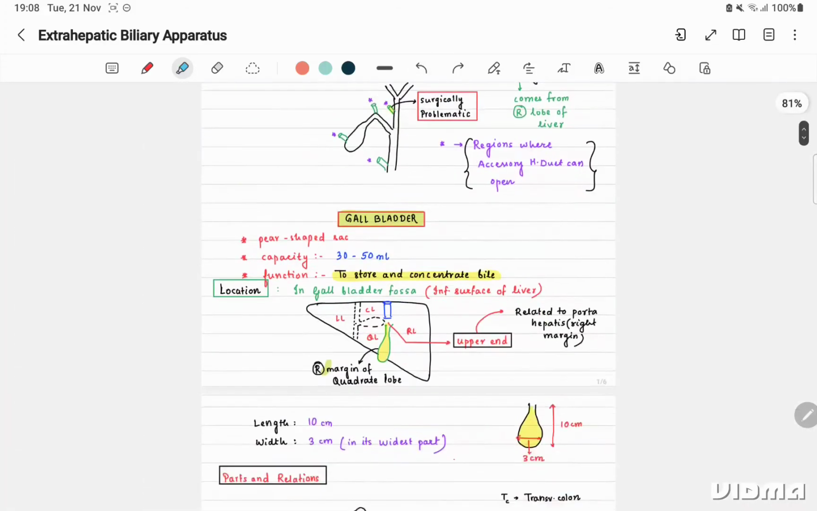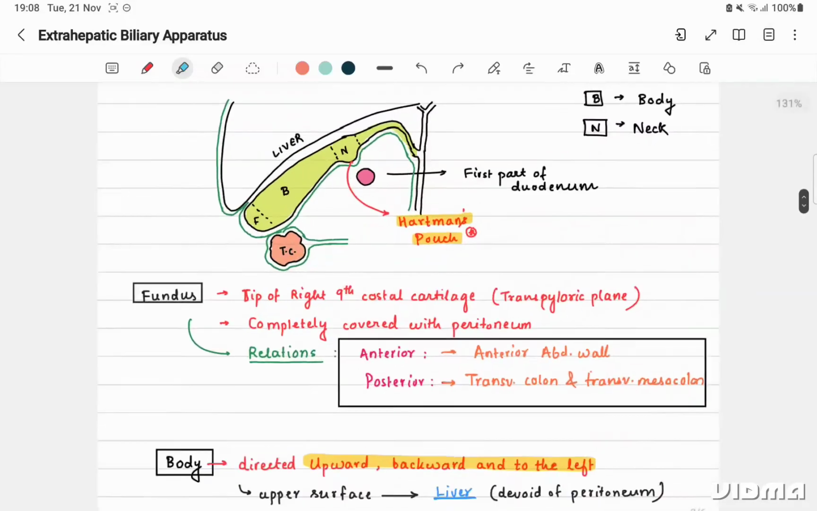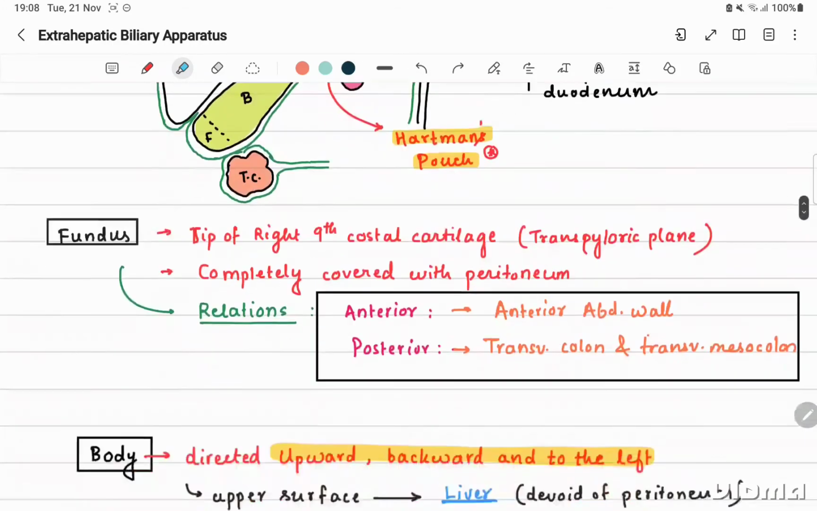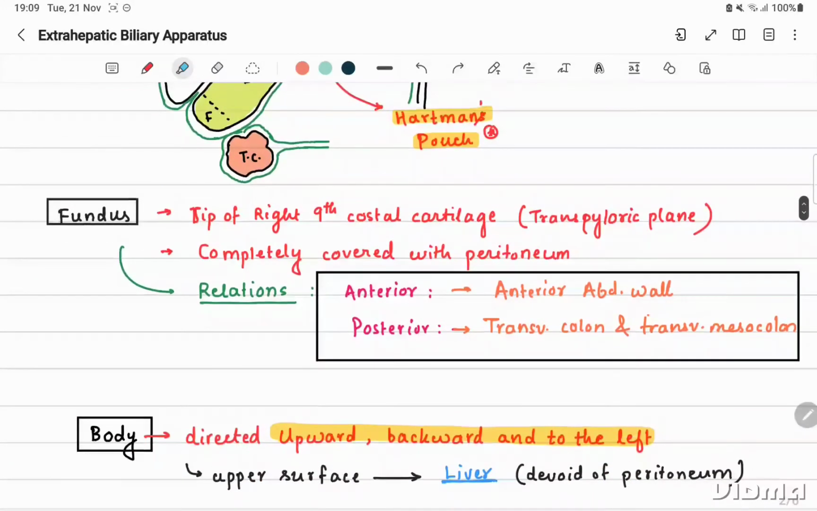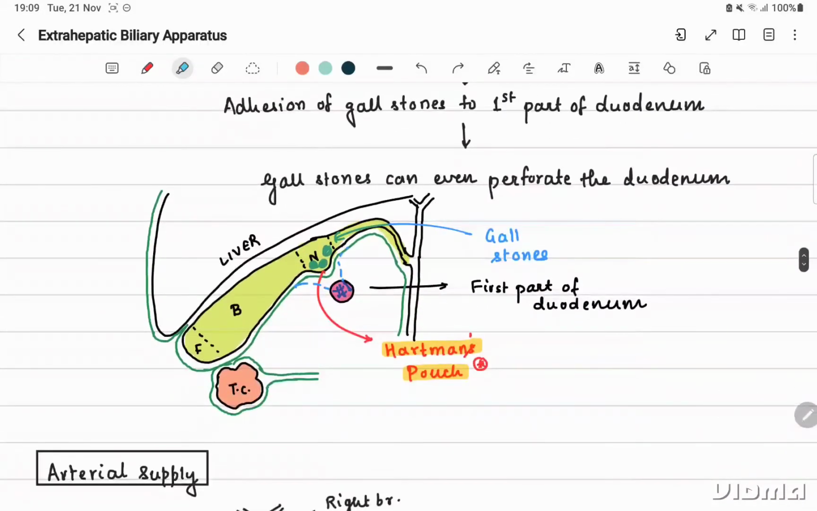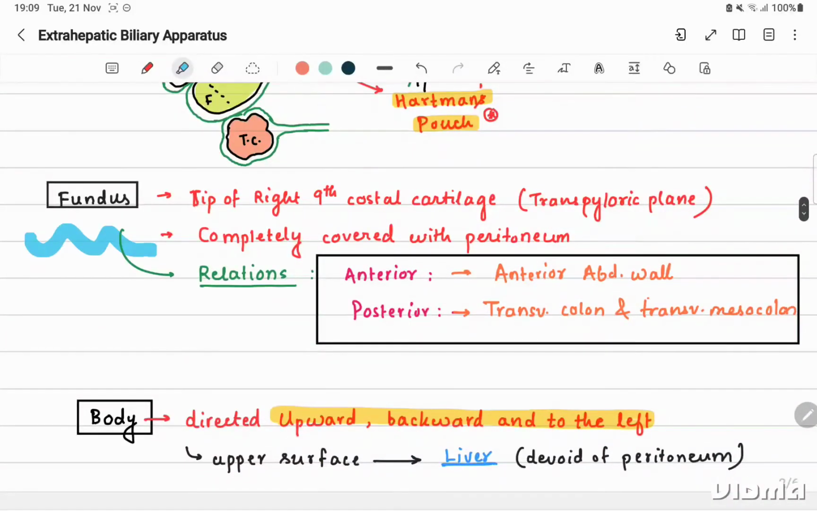So after this, let's discuss what the Hartmann's pouch is. Here there is a pouch formed in the neck region, which is called the Hartmann's pouch. We'll discuss more about the pouch later. If we have any discussions, let me see. Yes, we have the discussions. We'll discuss. So, let's talk about the fundus.